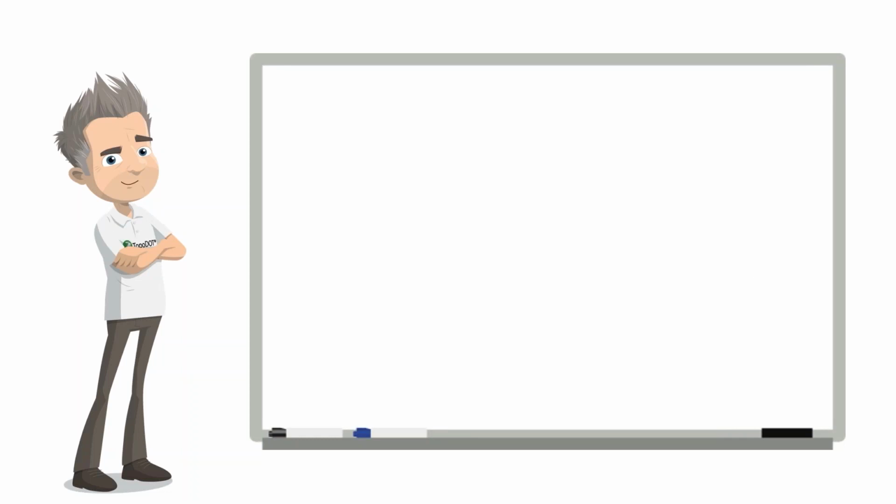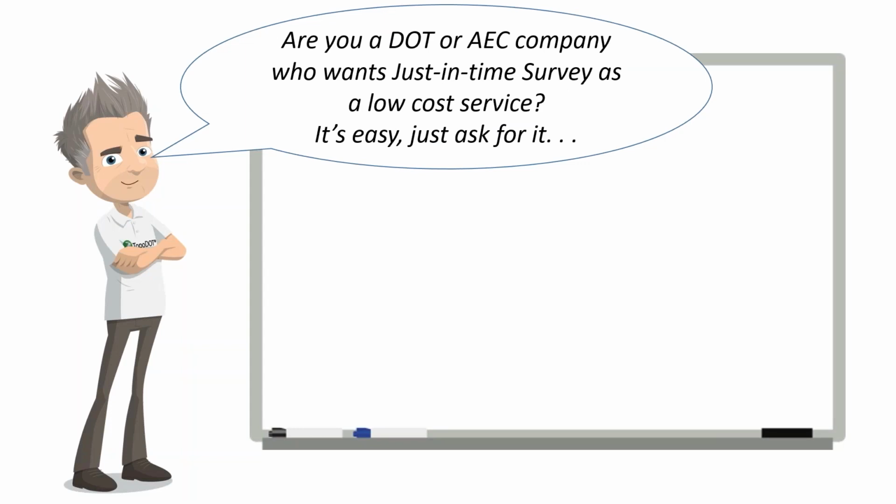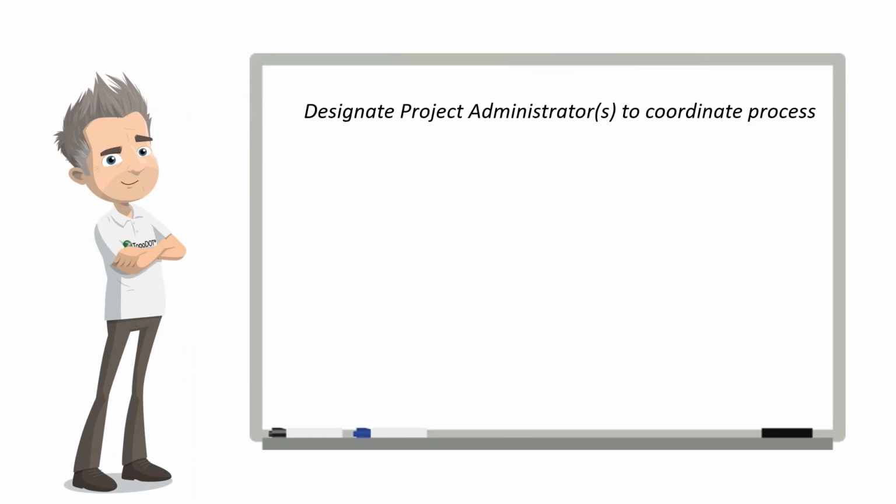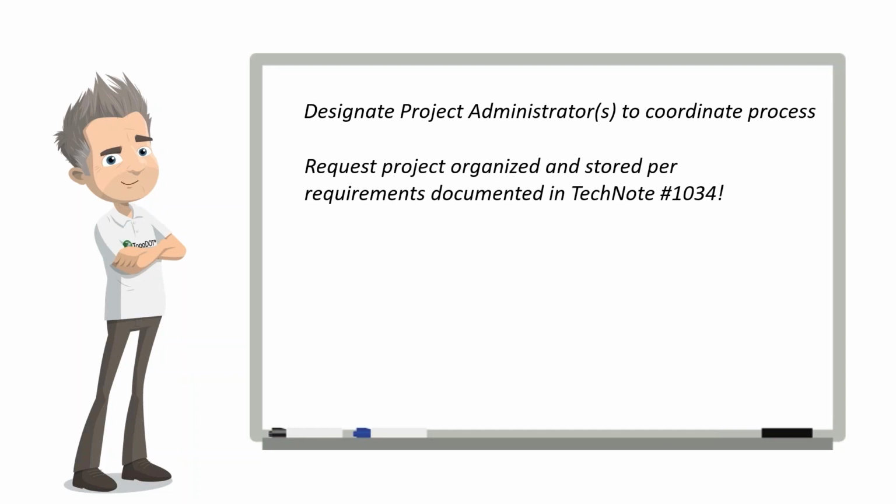Now, if you're a DOT or an AEC company and you want just-in-time services as a low-cost service, it's even easier. Just ask for it. You designate a project administrator to coordinate the process. Someone should know what's going on, and we can help you with that. You request that the project be organized and stored, and we have requirements for how that data should be organized and stored. If you want to put that in writing when bidding on a particular geospatial project, the technical spec will tell you how you want your data organized, and it spells it out very easily.